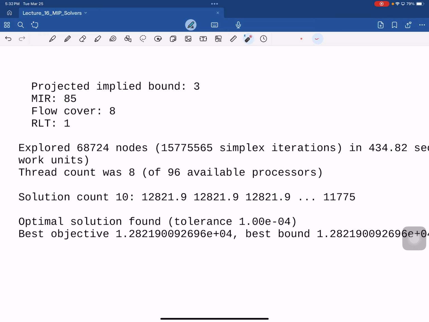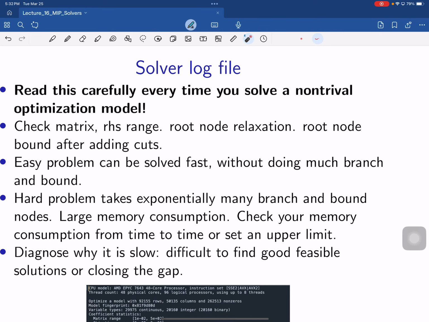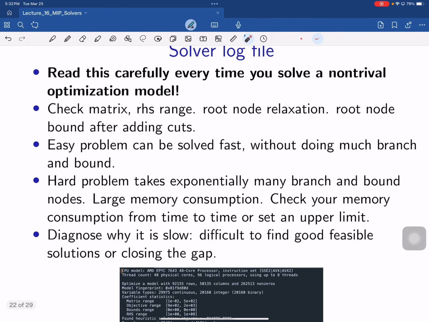There are a few things you should pay special attention to, which I outlined in this slide. First bullet point is check the matrix range. Right? If the matrix range is bad, you will encounter numerical issues. And usually, an easy problem can be solved very fast without doing much branch and bound. And hard problems usually consume a lot of memory. Once it starts doing branch and bound, the tree will explode.